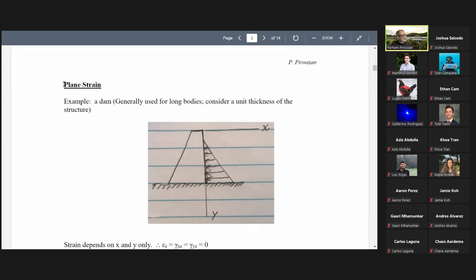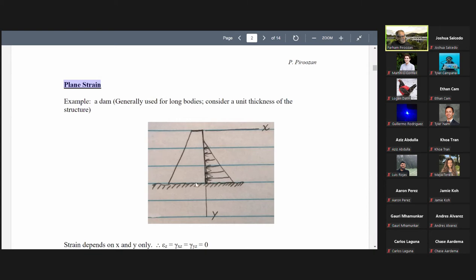Now, plane strain, on the other hand, these are structures which are usually long, actually. Like, for example, this is a cross-section of a dam. You see the water pressure behind the dam. This is the XY plane. So the Z direction perpendicular to this is where this dam continues, and it is attached to, let's say, a hill or a mountain here and another hill here. So this is usually a long structure.